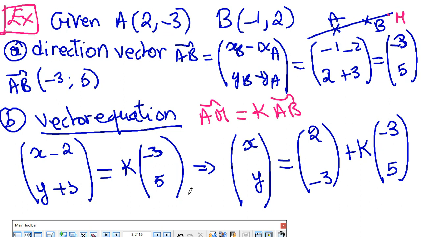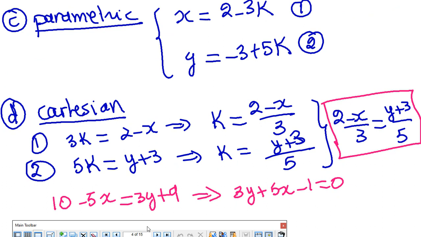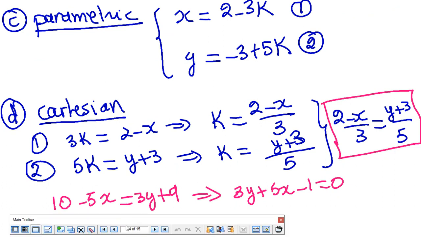The same equation, this one, I can write it as a parametric, Cartesian, and slope-intercept form. If I want to write it as a parametric equation, all we need to do is just to write x by itself and y by itself.